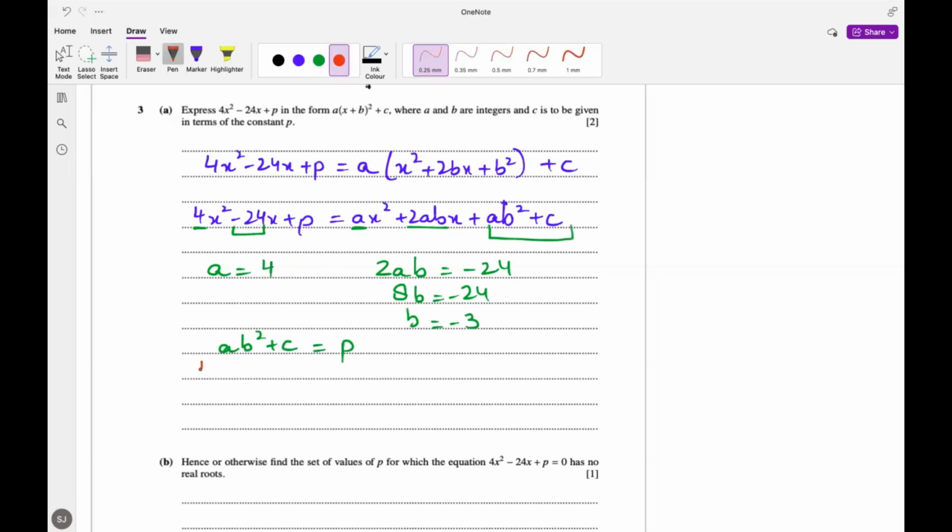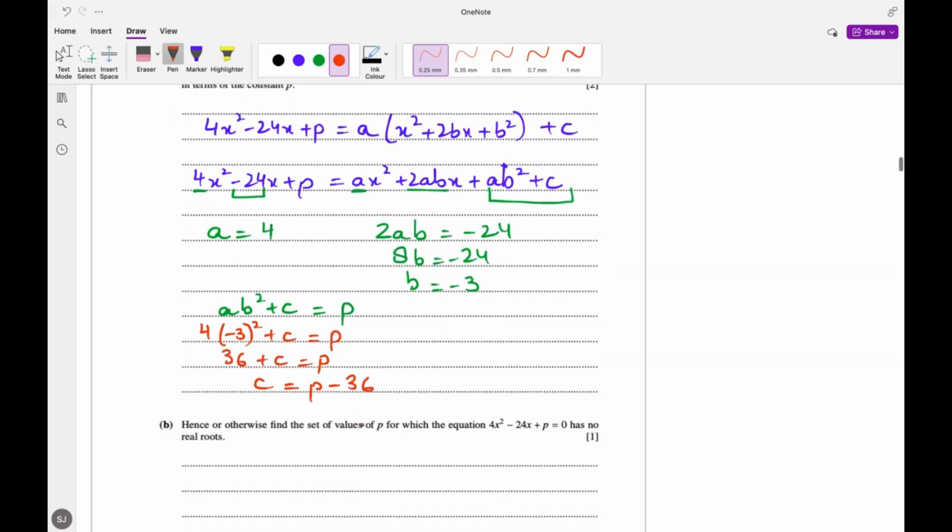Substituting the values of a and b, a is 4 and b is -3. So we'll whole square it plus c equals p. So this will become 9 times 4, 36 plus c equals p. So c will be equal to p minus 36.